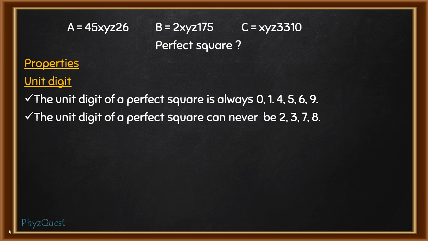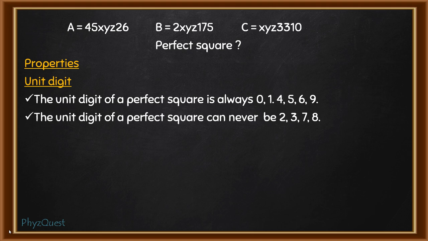I think this is very simple. Just look at whether any number has a unit digit, or last digit, ending with 2, 3, 7 or 8. It cannot be a perfect square, so you can discard it right away. Now suppose a number ends with the digit 0, 1, 4, 5, 6 or 9. Then there is a probability that it can be a perfect square. It's not a confirmatory test.